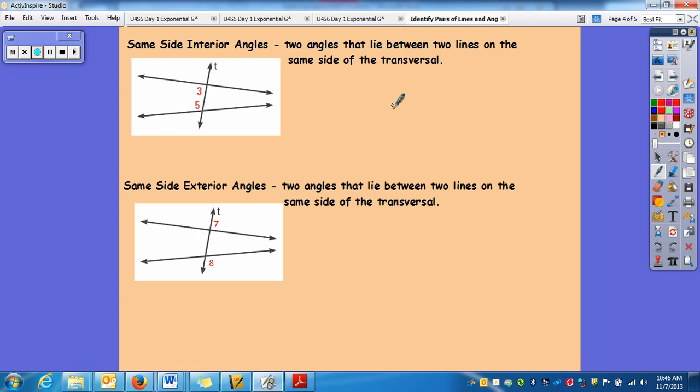And the last 2 types are same side interior angles and same side exterior angles. These are 2 angles that lie between the 2 lines. They're on the same side of the transversal. So we had alternate, which are opposite; same side, so they're in between. And then same side exterior, they're on the outside. So we actually have 2 pairs of same side interior. These 2 are on the same side, and then you have an angle here, an angle here. And then exterior, you have the opposite side of the transversal.